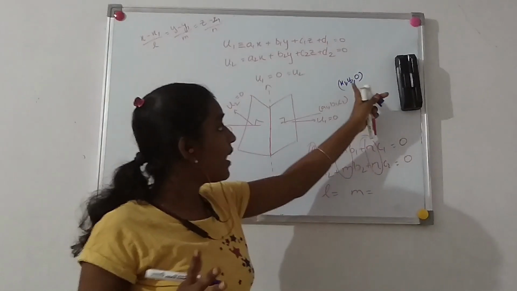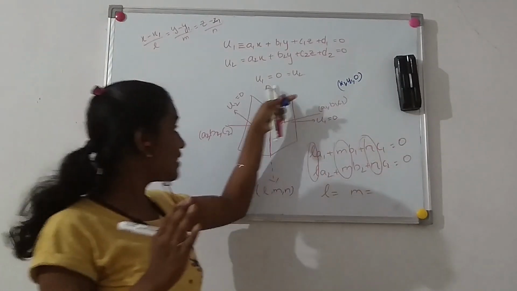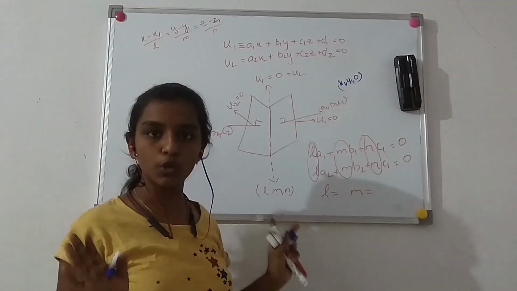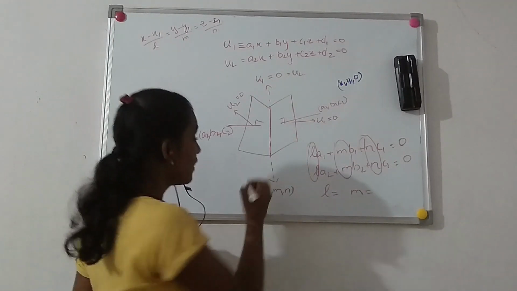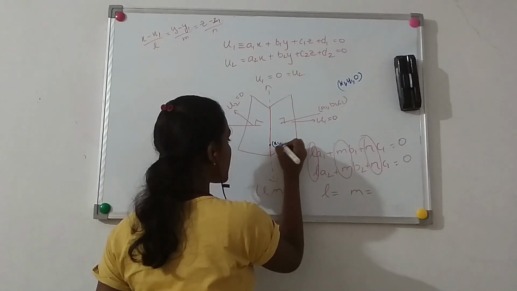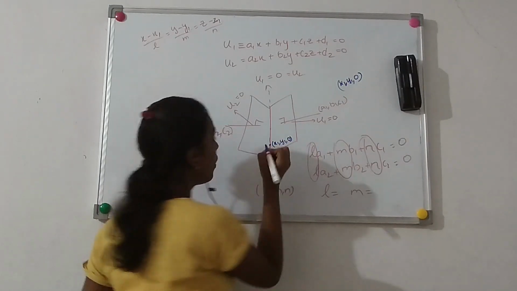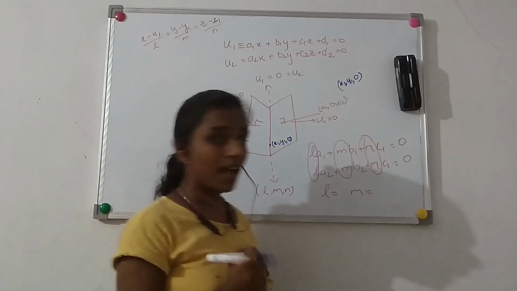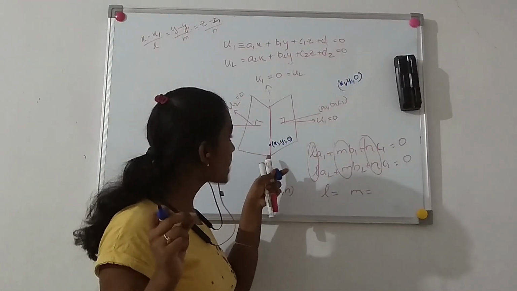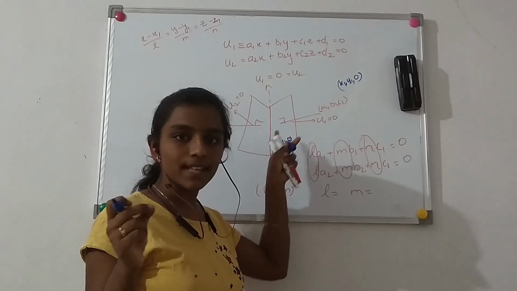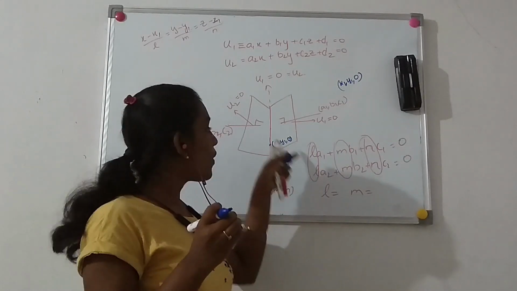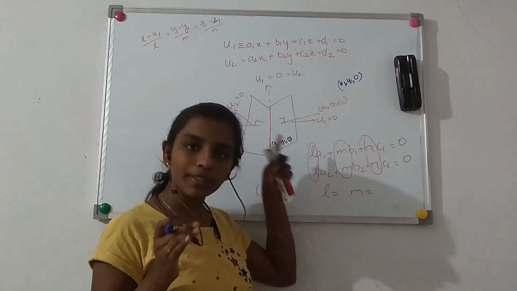Then if this point lies on this line, on the line u1 equals 0 equals u2, it will be over here somewhere. That is x1 comma y1 comma 0. Okay. So now, because this line is the point of intersection of both these planes and that line lies on both the planes, this point also lies on both the planes, right?